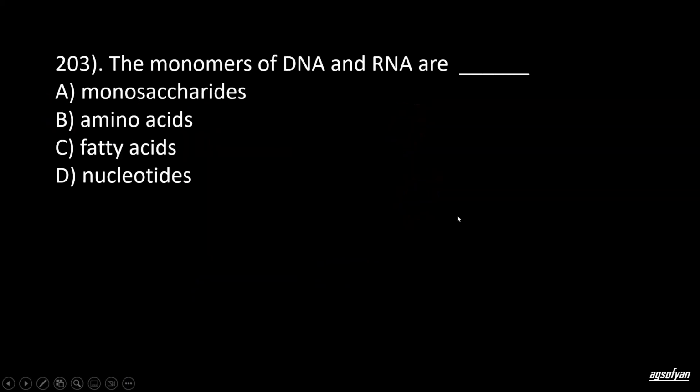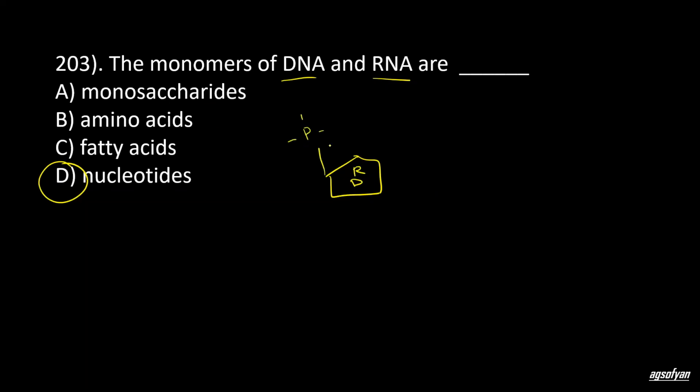The monomers of DNA and RNA are monosaccharides, amino acid, fatty acid, or nucleotides. Okay, remember DNA, RNA consist of many nucleotides. So one nucleotide will look like this. It has sugar, maybe ribose or deoxyribose, and then it has phosphate, and it has the nitrogen base. Yes, this is one nucleotide. So RNA, DNA consist of many nucleotides.